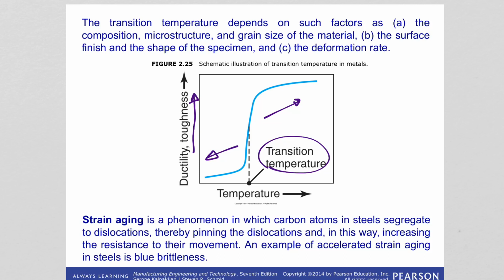And one type is blue brittleness. Of course, when we increase the strength, we are making the material brittle, because since the dislocations cannot move, the material cannot change shape. And the reason it is called blue brittleness is because when the steel is exposed to heat, a bluish oxide film develops over it. That's why it's called blue brittleness. And the heat is responsible for these carbon atoms segregating in the first place.